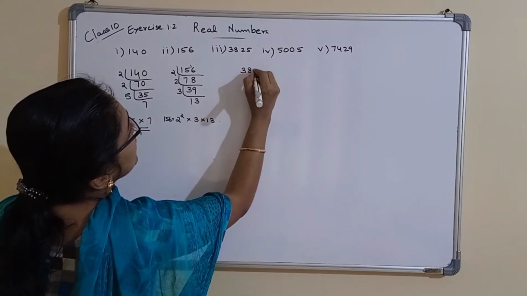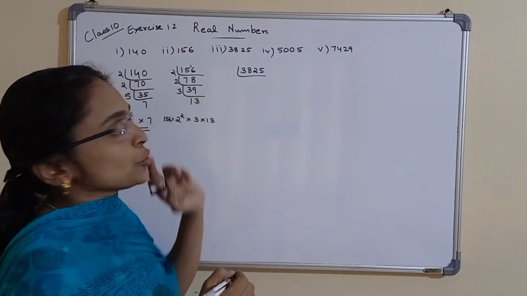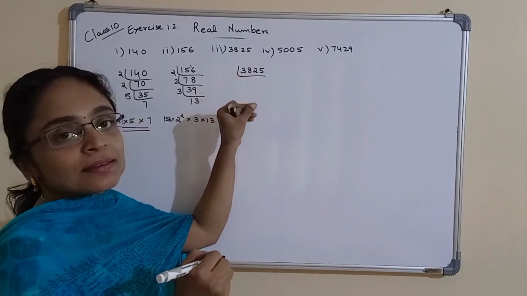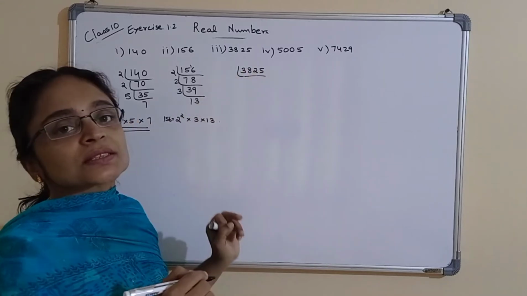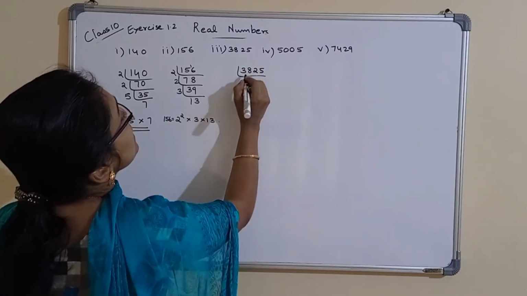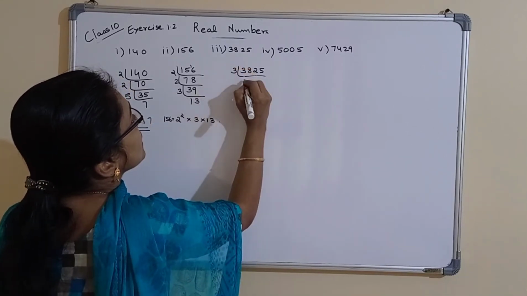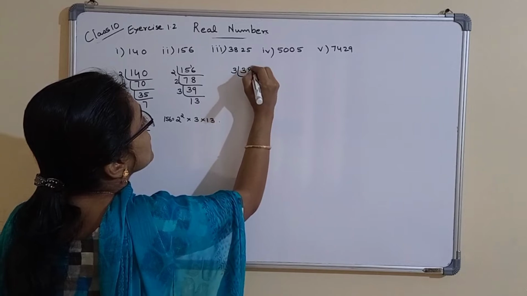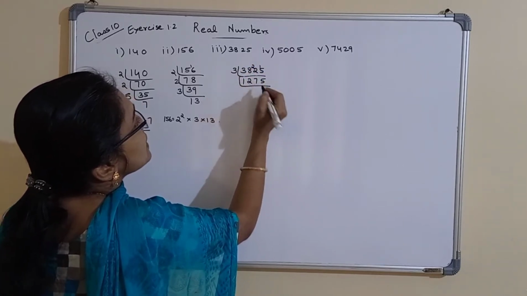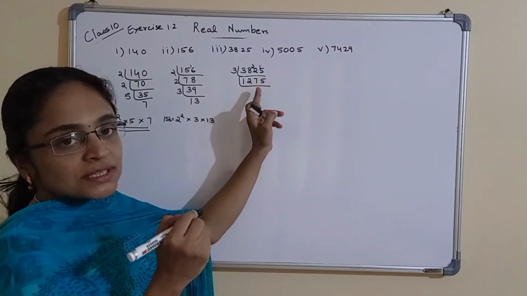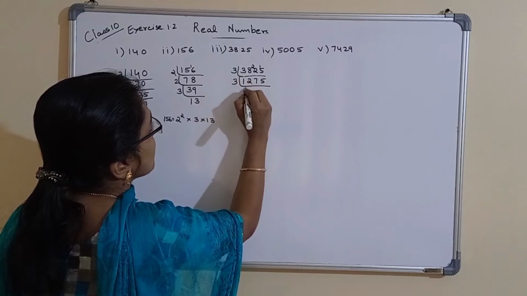Now 3825. Is 2 a factor of this? No. Then is 3 a factor? 8 plus 2 is 10. 10 plus 3, 13. 13 plus 5 is 18. So, 3 is a factor because 18 is divisible by 3. So, we can divide by 3 and we will get 1275. Then is 3 a factor again? 7 plus 5 is 12. 12 plus 2, 14. 14 plus 1, 15. So, 3 is a factor.